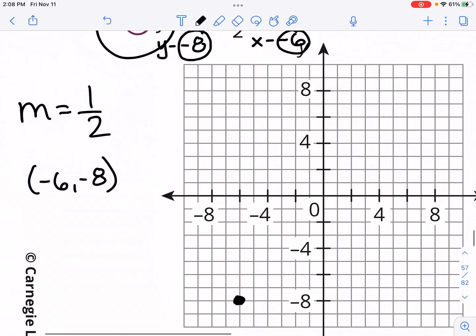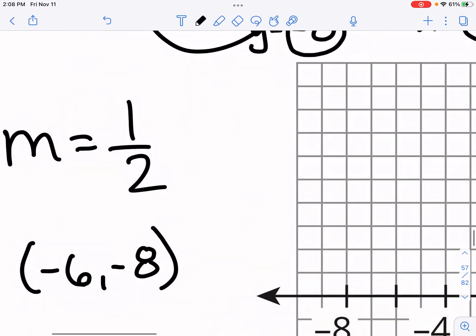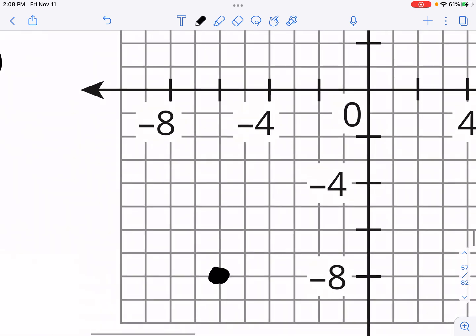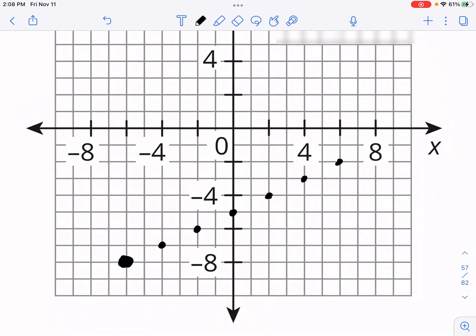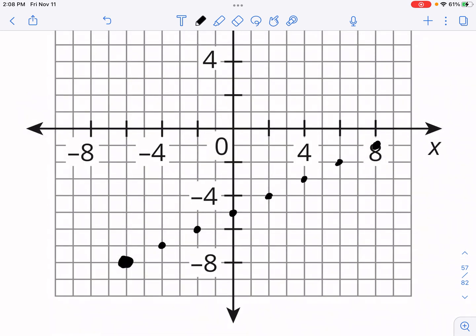All right, and then also to get this line, we'll move for our slope, 1/2. That's up 1, right 2. So up 1, right 2. Let's just continue the pattern. And after you have enough points, we can draw the line and extend it. Connect and extend to the boundary of the graph.